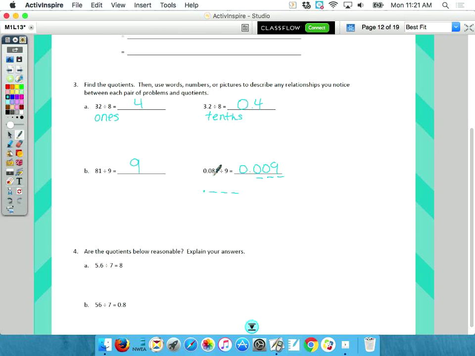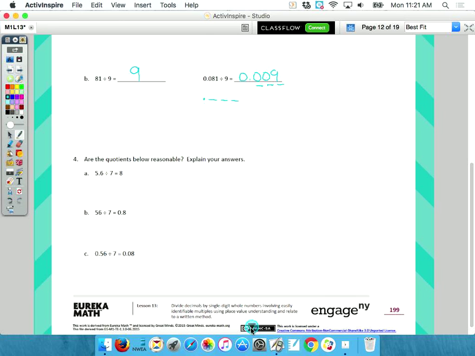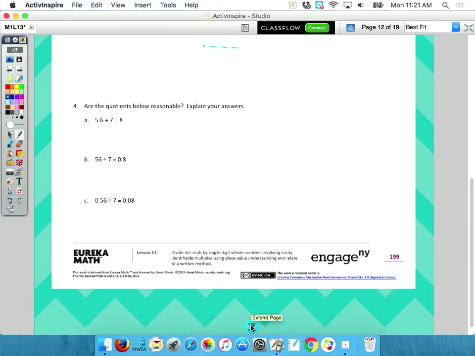Okay, down at the bottom. Pay attention, I'm going to make you write this down. It says, are the quotients below reasonable? Explain your answers. A is 5 6/10 divided by 7 equals 8. Yes. Jaden says no, Alondra says yes. Who's correct? Doesn't really matter. Alondra.